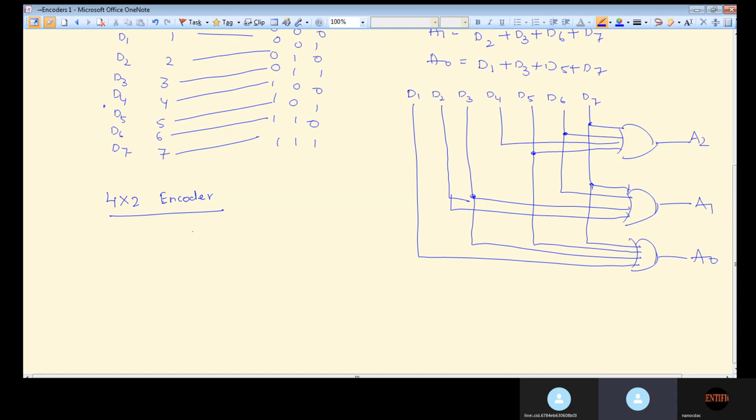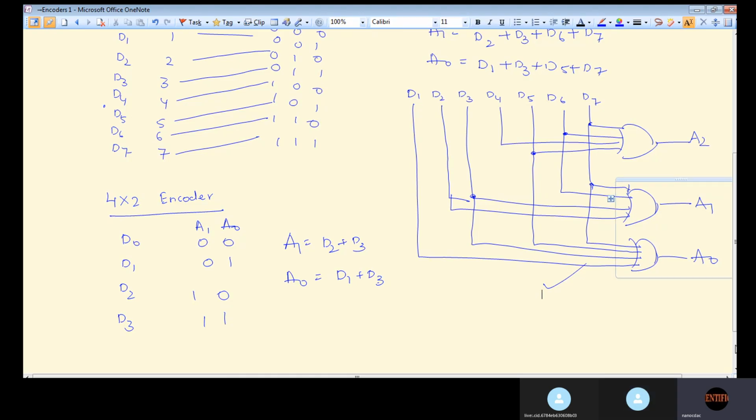D0 to D3 తీసుకోండి, D0, D1, D2, D3. అవుట్పుట్స్ ఏంటి? A1, A0 or AB ఏదో ఒకటి తీసుకోండి. 0, 0, 0, 1, 1, 0, 1, 1. A1 what ma? D2 plus... A0 is equal to D1 plus D3. ఇలానే you have to design the circuit.